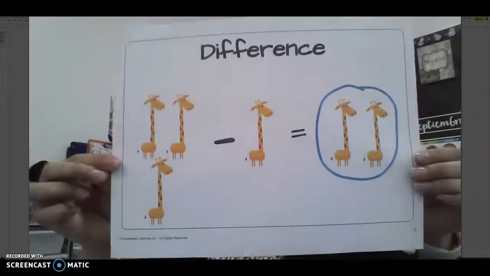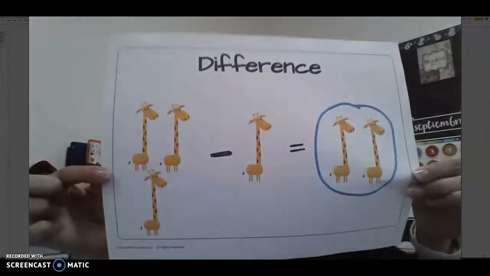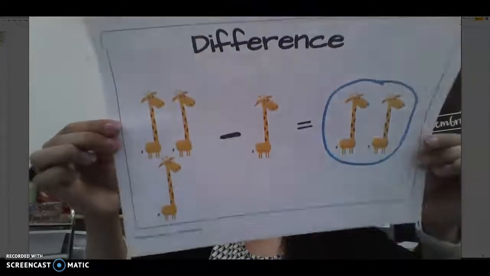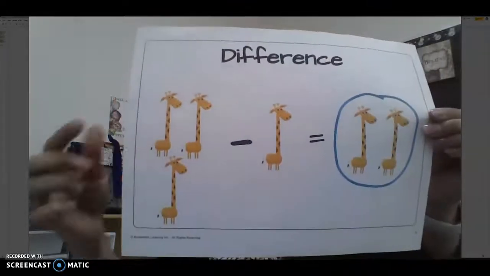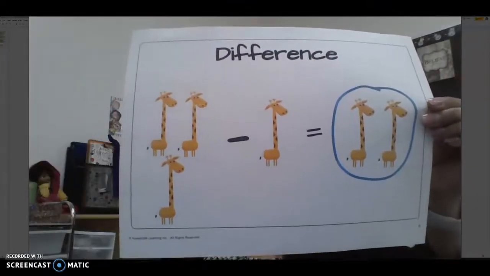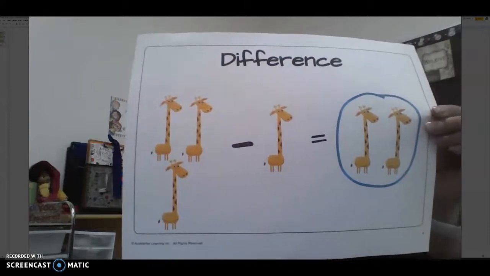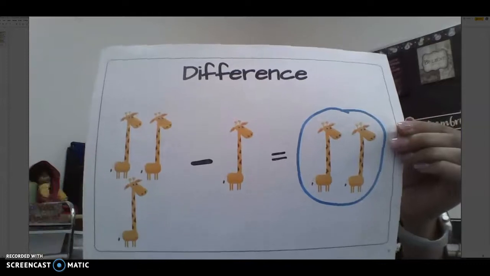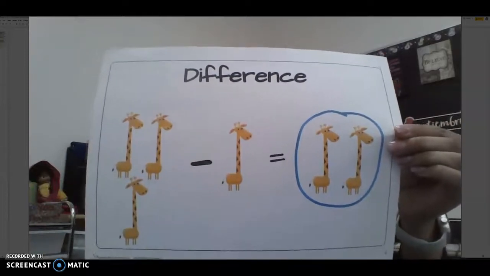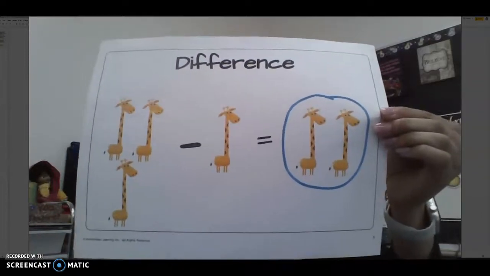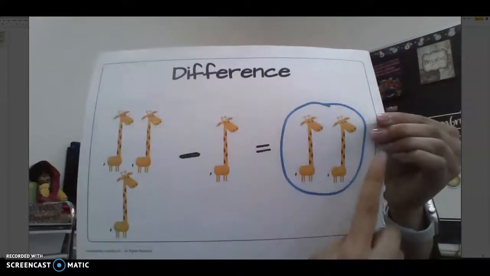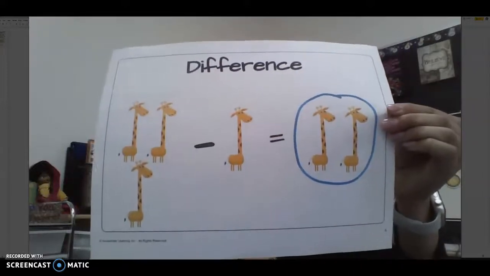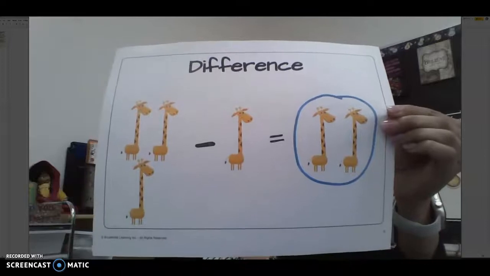Okay. Then we also talked about difference. So when we have a difference, we have a subtraction problem, right? Yes. So we have 3 giraffes minus 1 giraffe equals 2 giraffes. So the number of giraffes, the total after subtracting, that is the difference.